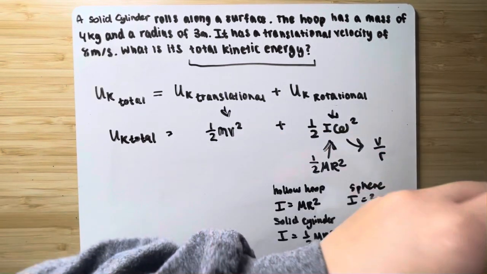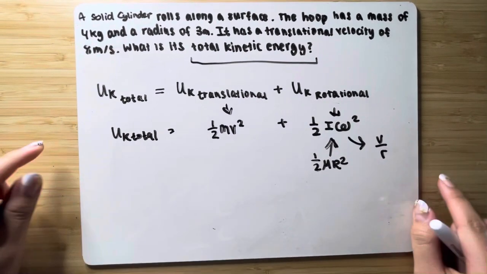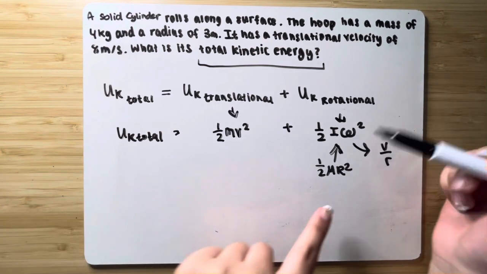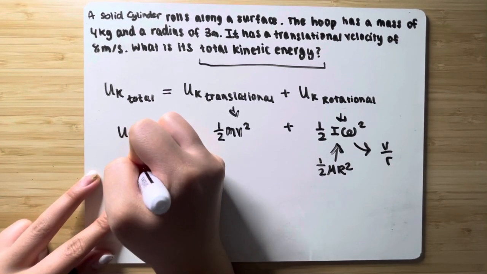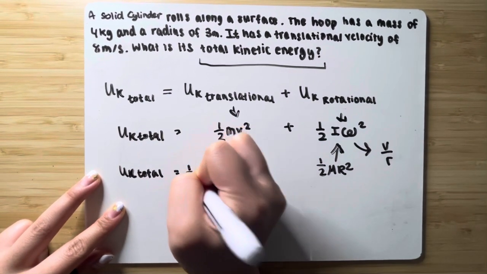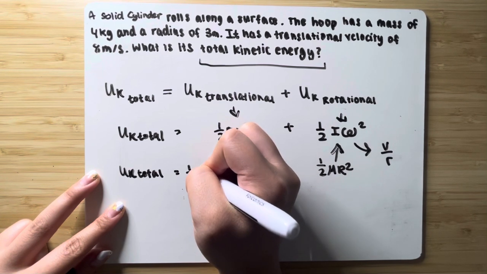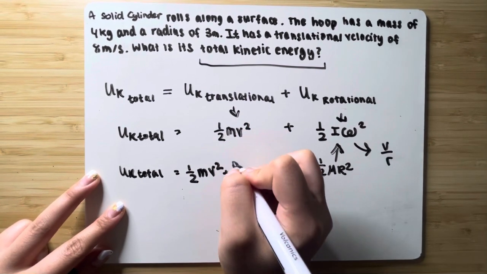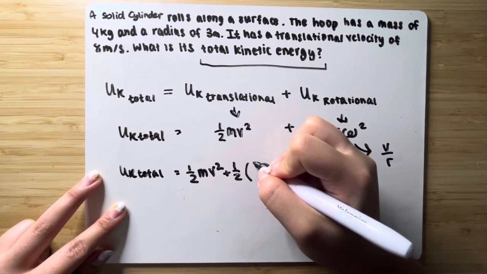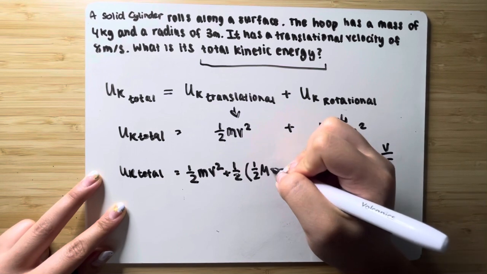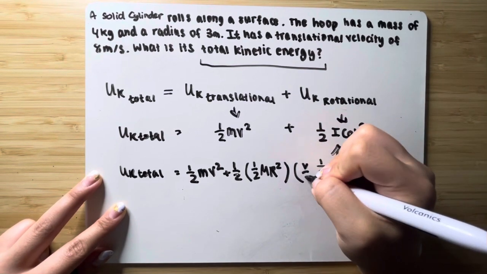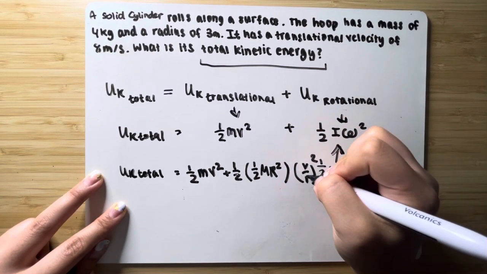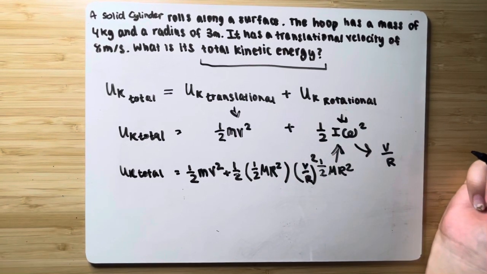So let's remove this. Rewrite this. Plugging this in for I and this in for omega, you get total kinetic energy equaling 1/2 mass times velocity squared plus 1/2 inertia for a solid cylinder, which is 1/2 mr squared, times (v/r) squared. Big R, little r, doesn't matter. Okay.